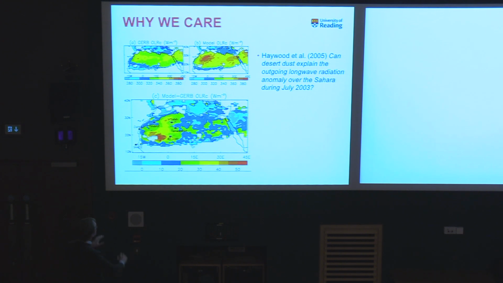And this bias in the model has been traced to the lack of mineral dust aerosols. Mineral dust aerosols are quite big, they're quite good at emitting long-wave radiation, and adding mineral dust, the climatology of mineral dust aerosols, meant that that bias was mostly solved.